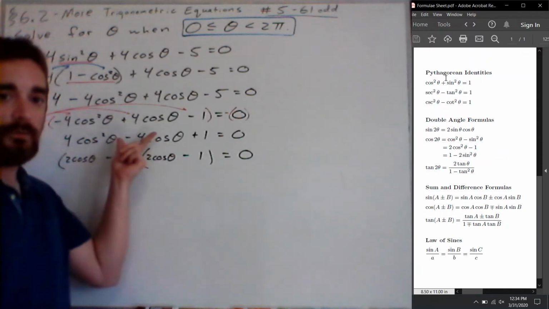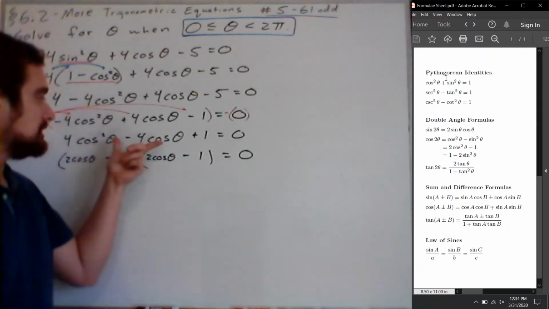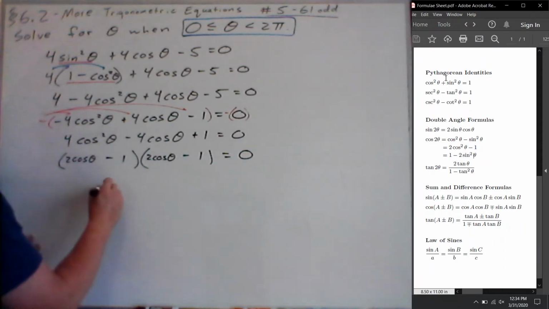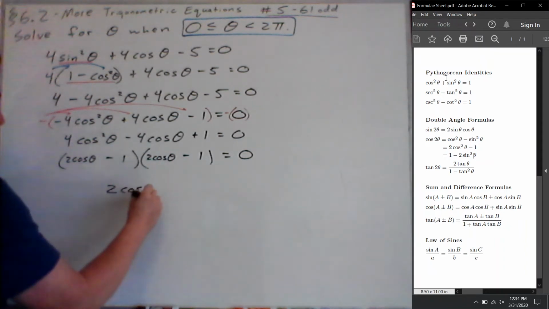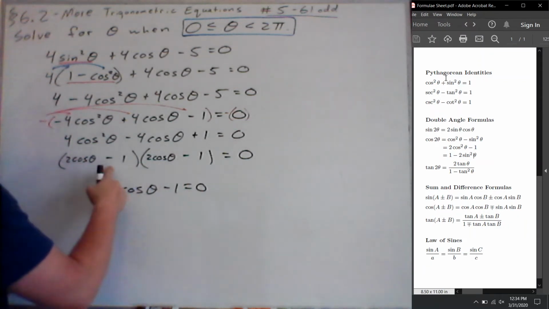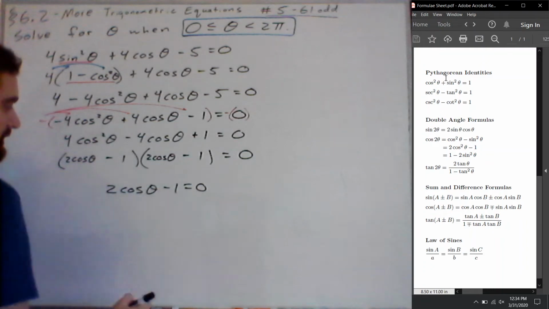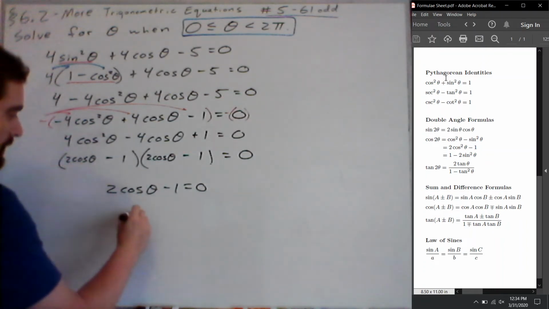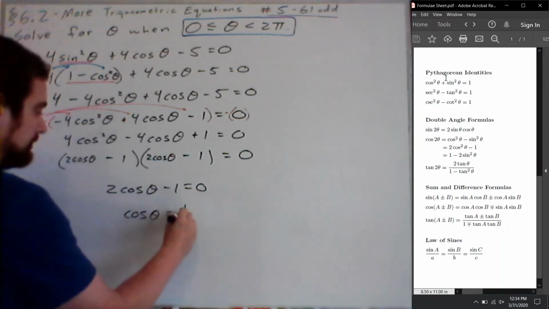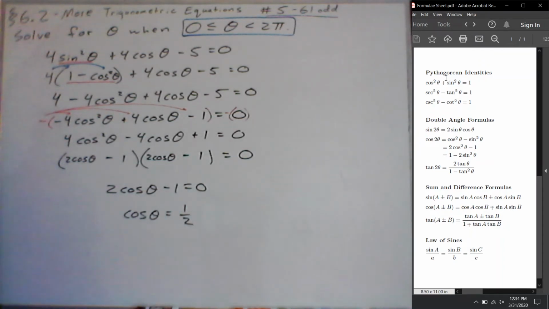In fact, these FOIL back out to this expression. And this expression must factor this way. But they're the same. So really, I don't need to do the same work twice. I just need to figure out, hey, where is 2 cosine theta minus 1, 0? And then I repeat that process, but there's no reason to do it twice. So I add 1 and divide by 2 to get cosine of theta equals positive 1/2.